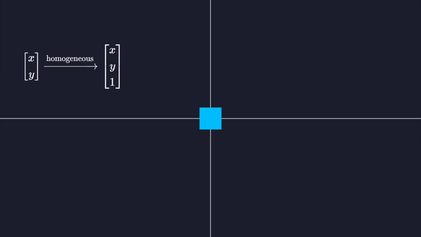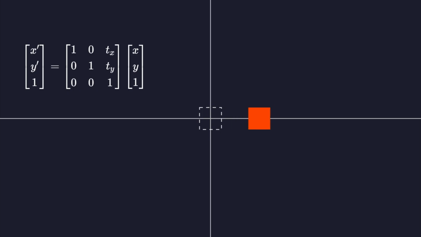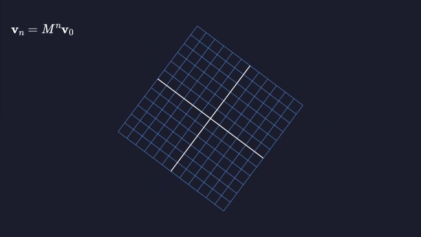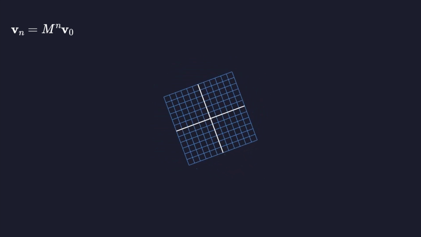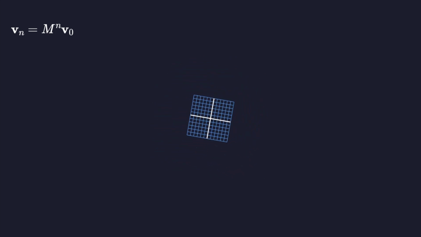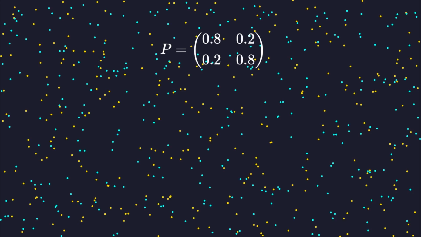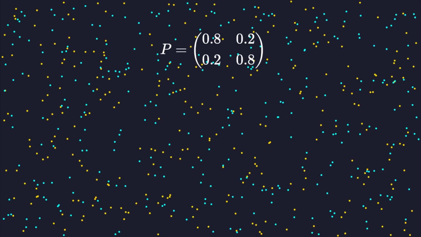Standard matrices cannot perform translations because the origin must stay fixed. By using homogeneous coordinates and adding an extra dimension, we can perform translations by shearing the higher dimensional space. Multiplying a matrix by itself repeatedly shows the long-term evolution of space. If the eigenvalues are less than 1, the entire grid eventually collapses into the origin as the warp is applied over and over.